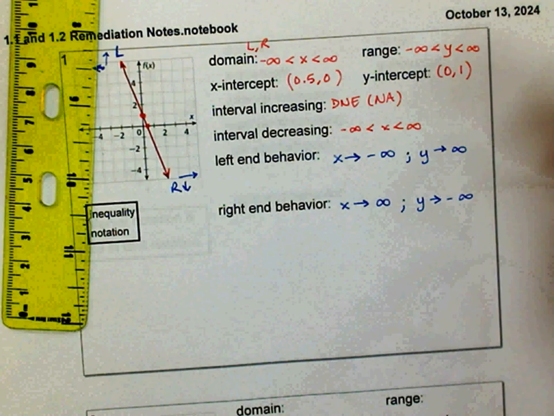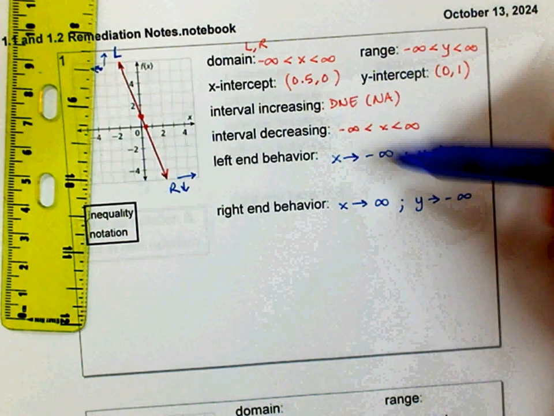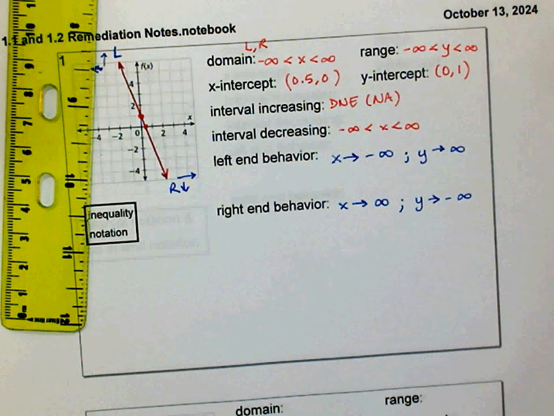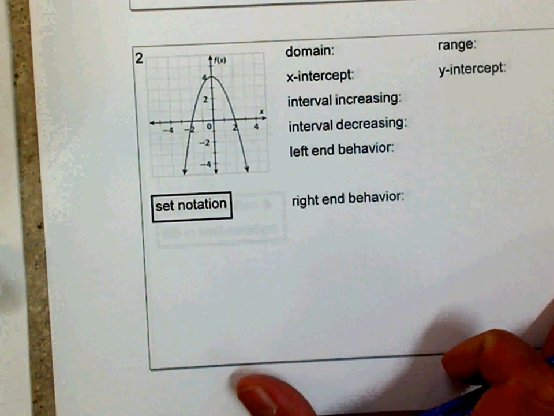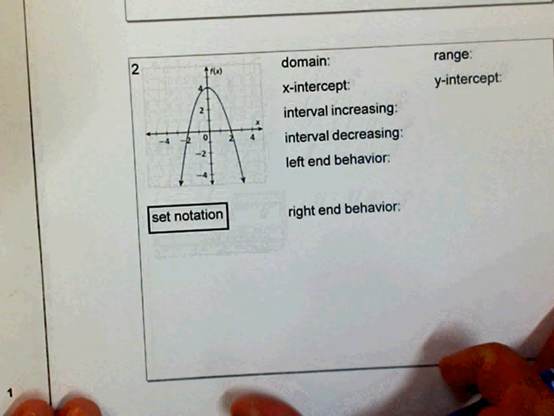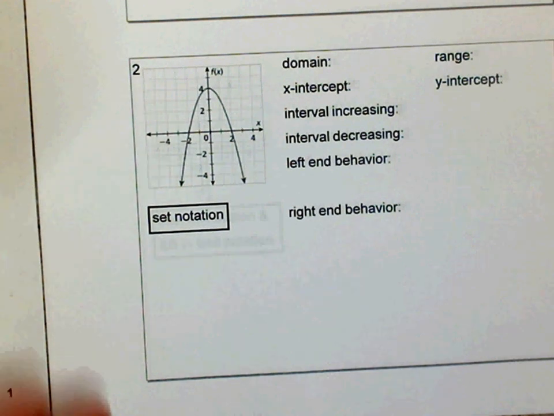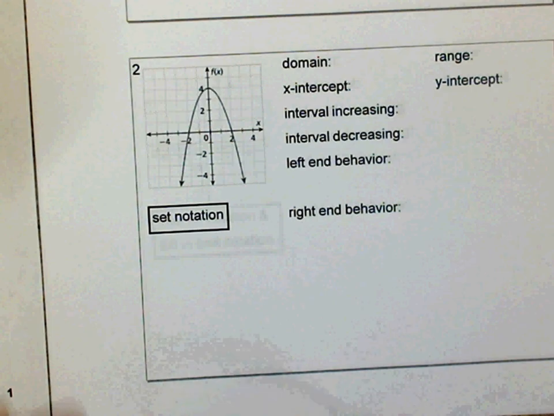This is not the preferred method, but I want you to see it just so you know. All right. Next part, we're going to write it as a set notation, okay? So here I have a parabola. It is a quadratic. There's some points I know, so I'm going to go ahead and label some points.